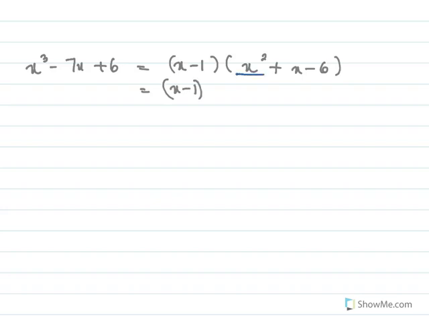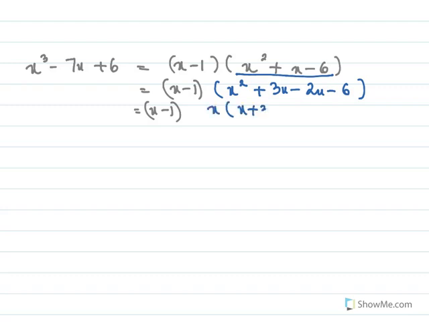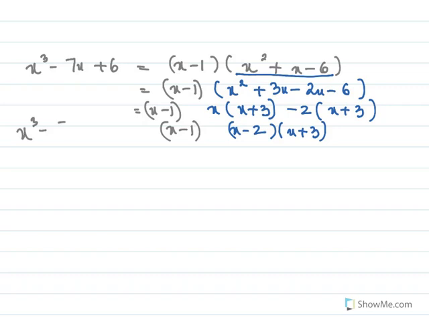Now we do middle term split of this. So this will be x square plus 3x minus 2x minus 6. So we write here x minus 1. Here take common out, x plus 3, minus 2, x plus 3. So x minus 2 and here x plus 3. And this is x minus 1. These are the factors of x cubed minus 7x plus 6.